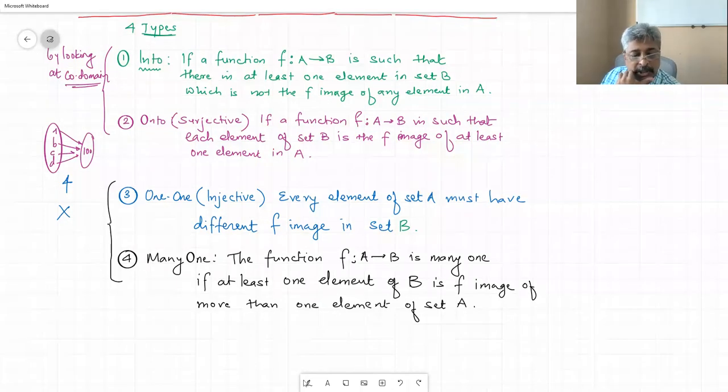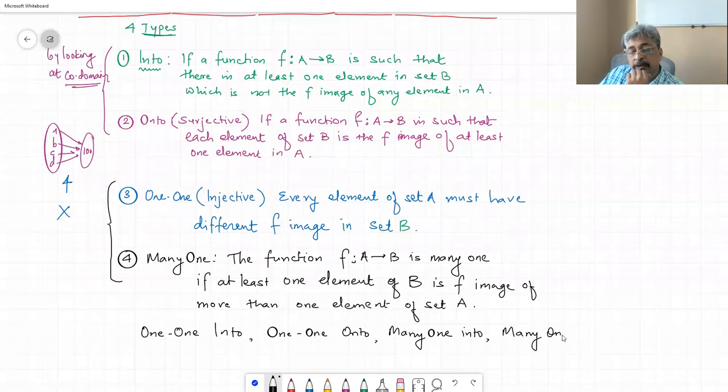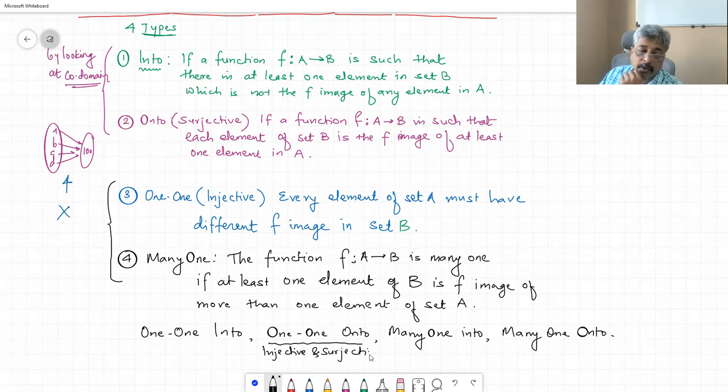Let us list them: one one into, one one onto, many one into, and many one onto. When it is one one onto, it is injective and surjective, and put together it is called bijective.